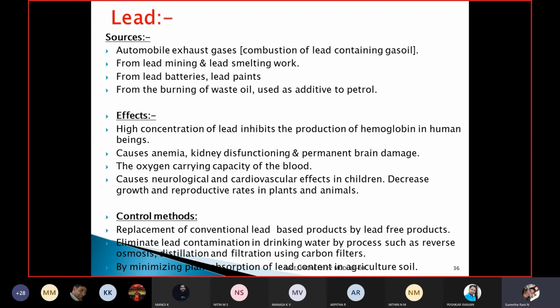High concentration of lead inhibits the production of hemoglobin in human beings. These are the effects: it causes anemia, kidney dysfunction, and permanent brain damage. The oxygen carrying capacity of the blood decreases, and it also causes neurological and cardiovascular effects in children. It decreases growth and reproductive rates in plants and animals; it affects reproduction in both plants and animals. How can we control it? By replacing conventional lead-based products with lead-free products.